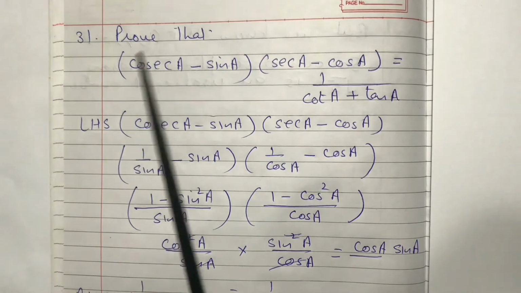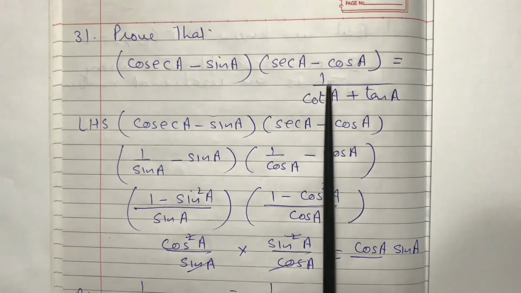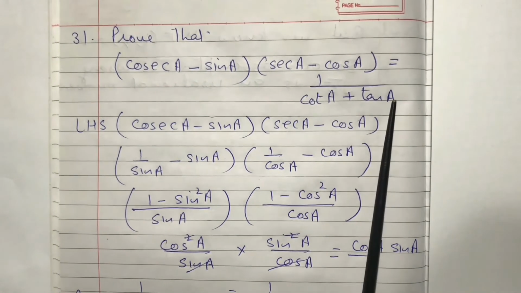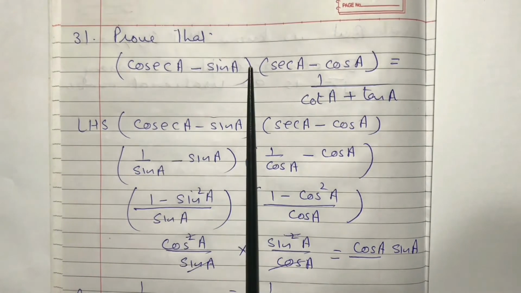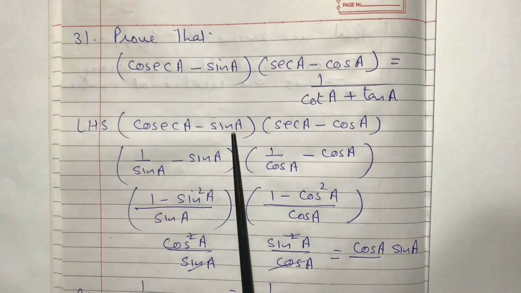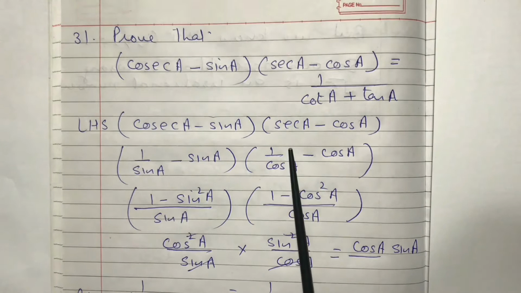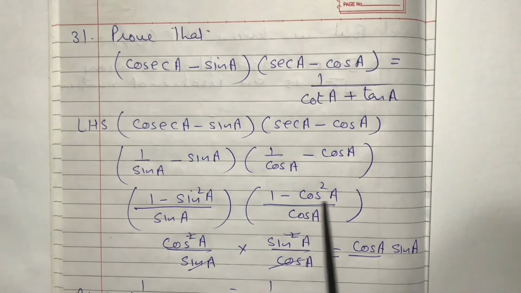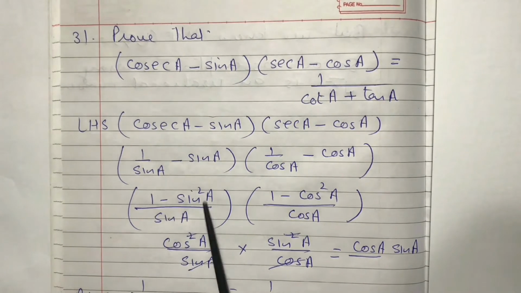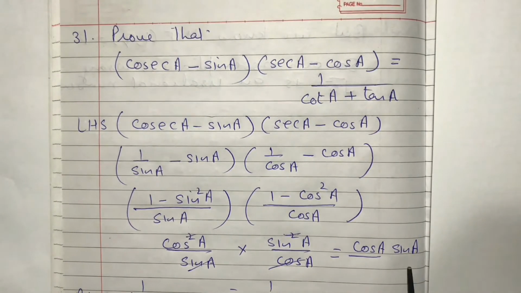Now 31st question. Prove that (cosec A minus sin A)(sec A minus cos A) is equal to 1 over cot A plus tan A. Now this is left hand side, this is right hand side. So first I'll take left hand side. Left hand side, (cosec A minus sin A)(sec A minus cos A). Change cosec A into 1 by sin A, sec A as 1 by cos A. I'll have (1 minus sin square A upon sin A)(1 minus cos square A upon cos A). This is equal to (cos square A upon sin A)(sin square A upon cos A). After cancelling, you will have cos A sin A.